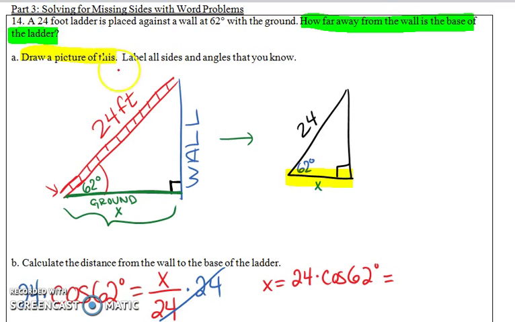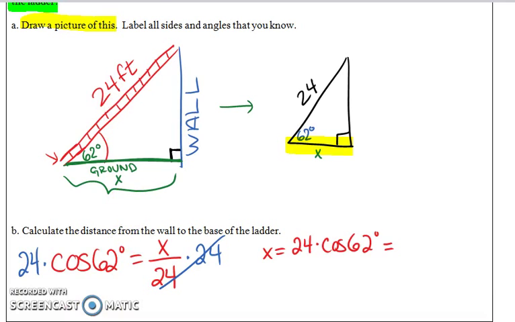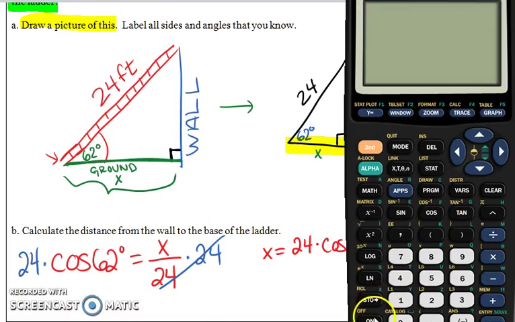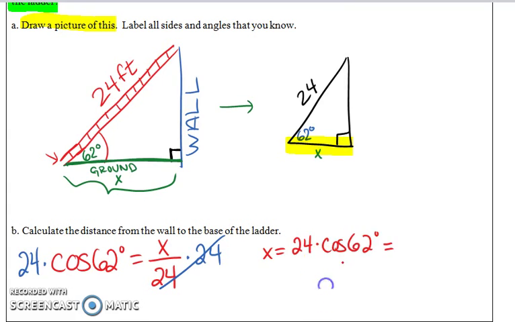It didn't tell us how many decimal places to round to, so we can choose that. But 24 multiplied by the cosine of 62 is 11 point, let's round it to 1 decimal place, 11.3. About 11.3. So we're going to say 11.3.